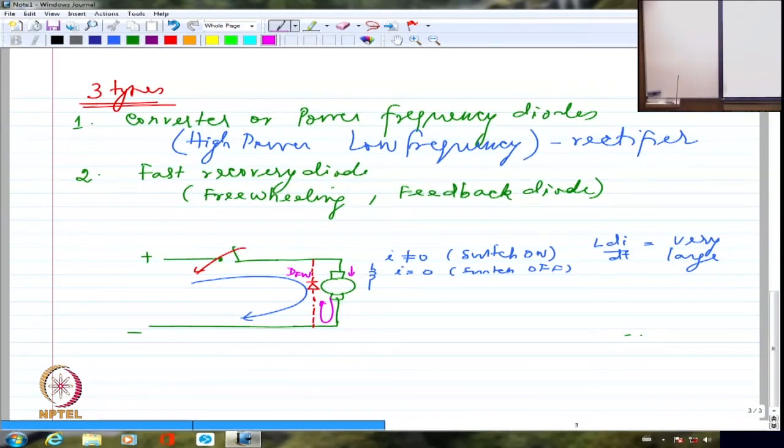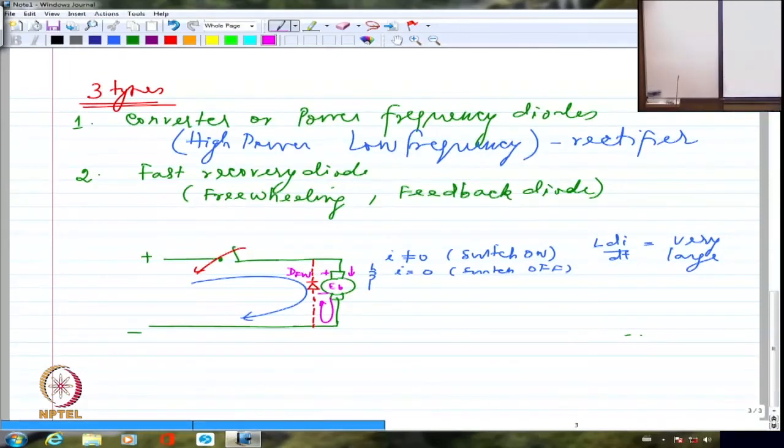But the energy stored in the inductance is finite. So obviously the current cannot go to infinity. Current has to slowly decrease because of the energy stored in the inductance. Previously di/dt would have been positive. Now di/dt would be negative because there is no other source available for the motor drive. The back EMF will also be opposing. I hope you understand. The back EMF will be plus here and minus here. That is how EB will be, which is opposing the current, obviously.